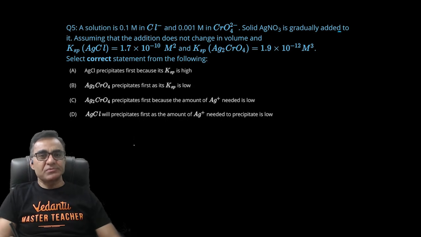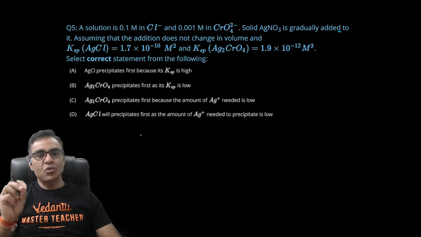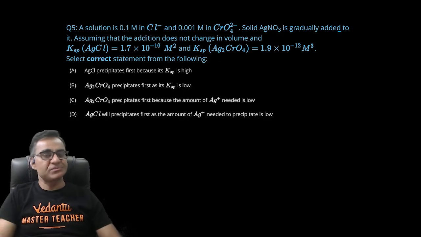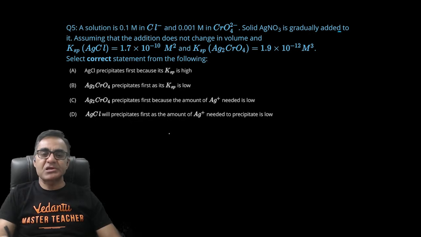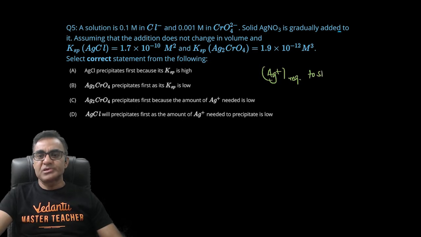देखो, जब भी हम सिलेक्टिव प्रेसिपिटेशन करते हैं तो जिस एनायन के लिए रिक्वायर्ड Ag प्लस कम होगा उसका प्रेसिपिटेशन पहले स्टार्ट होगा. तो फर्स्ट वी नीड टू फाइंड आउट कि किसके लिए Ag प्लस कम चाहिए या कितना चाहिए, राइट. तो Ag प्लस रिक्वायर्ड to start precipitation of AgCl.